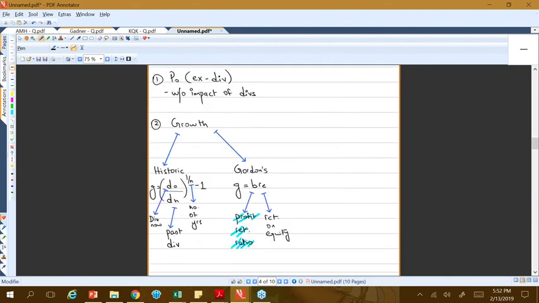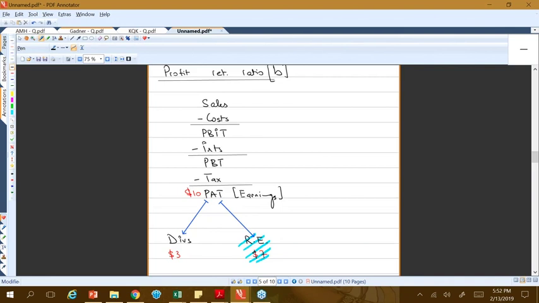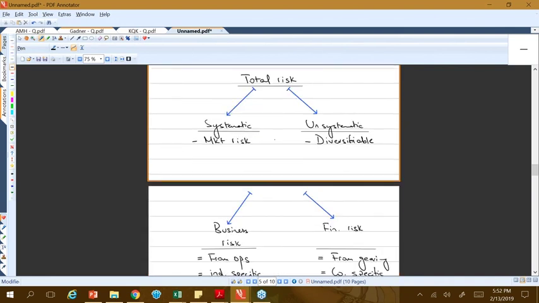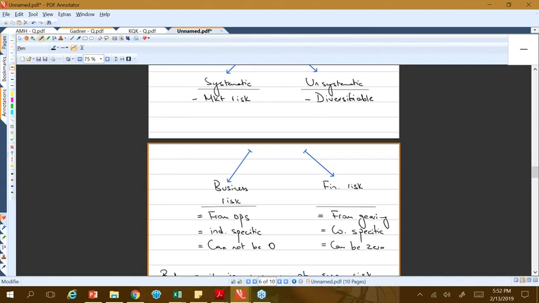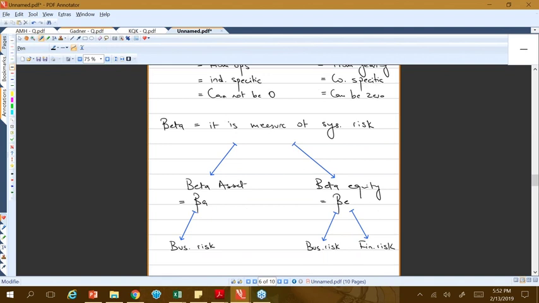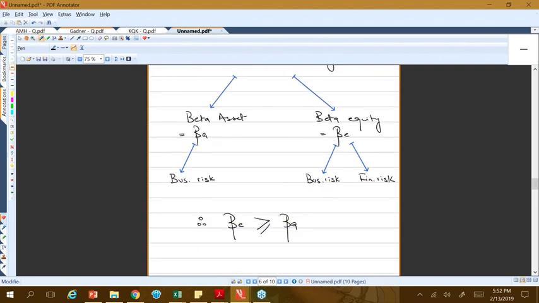Then I briefly touched on the risk part as well, which is important. The total risk is systematic and unsystematic. We don't worry about unsystematic because that can be diversified away. Within systematic, we look at business and financial risk. Financial risk can be zero. Business risk cannot be zero. Beta is the measure of systematic risk. Two types of betas: beta asset and beta equity. Beta asset has one risk, beta equity has two risks, which means that beta equity will always be greater than or equal to beta asset. These will be equal when there is no financial risk.